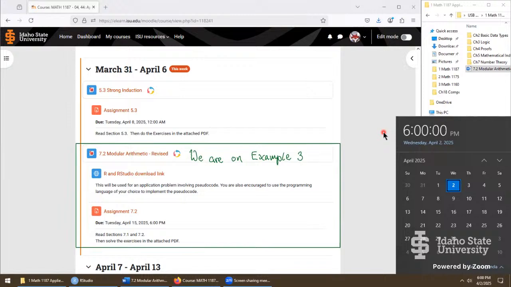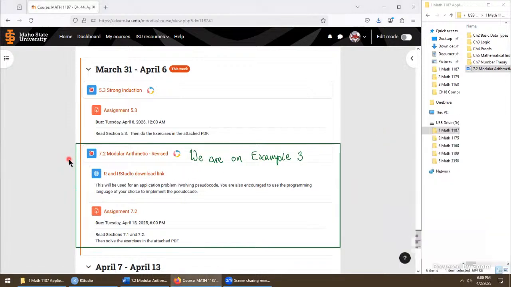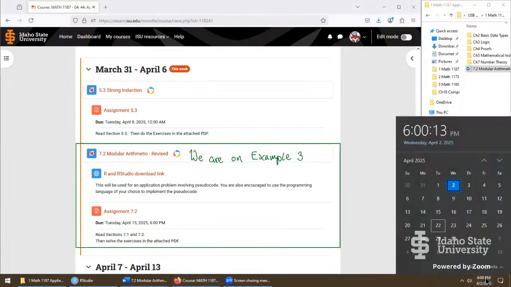Welcome back, everyone. For today's class, we're just moving through this section 7.2. This was a rather large section, so we may not finish it this week. We'll adjust the due date as normal, so it will more likely be due April 15th. We'll complete this one on the 8th.